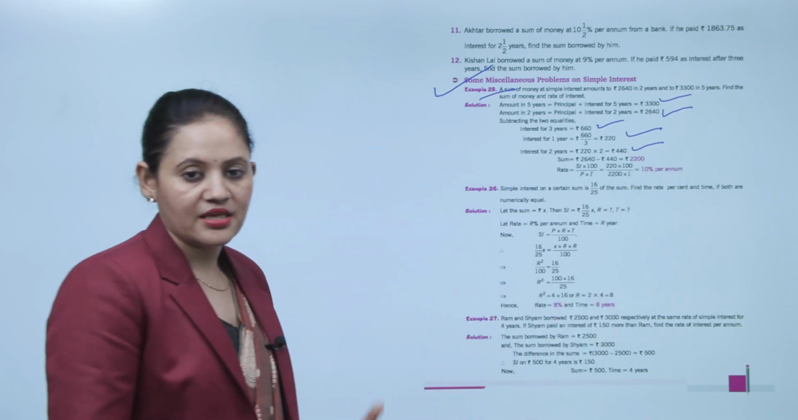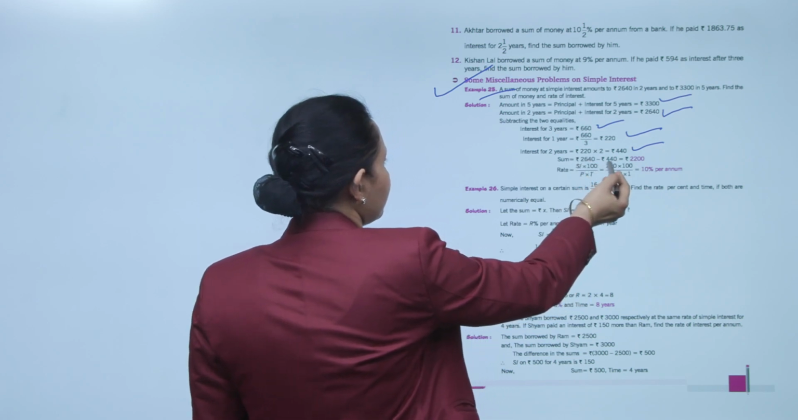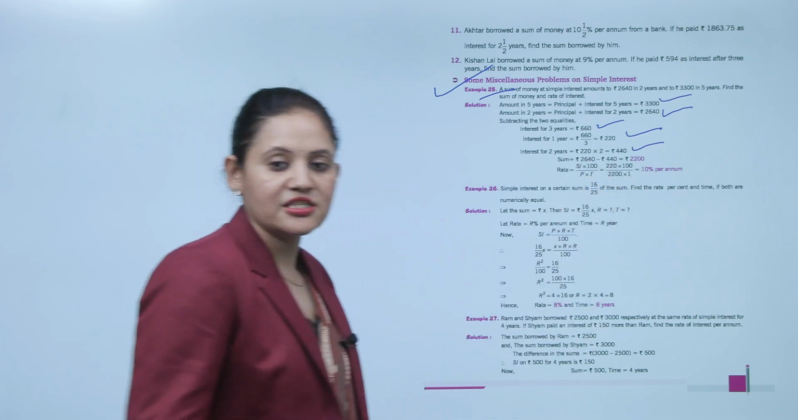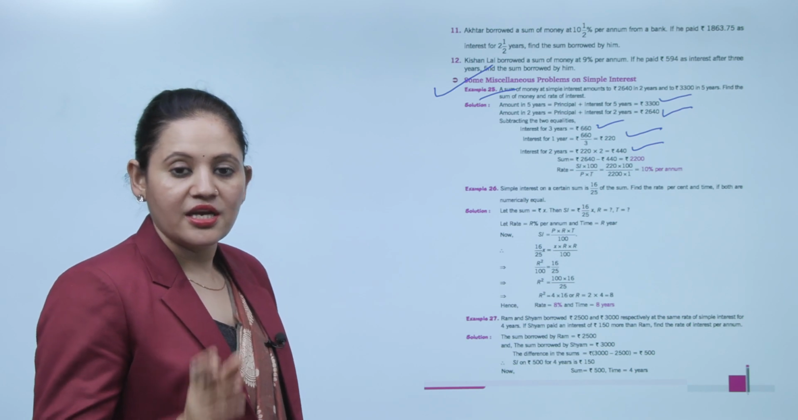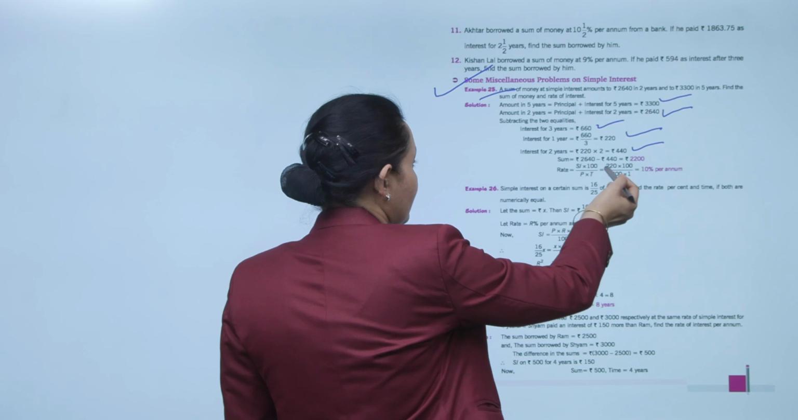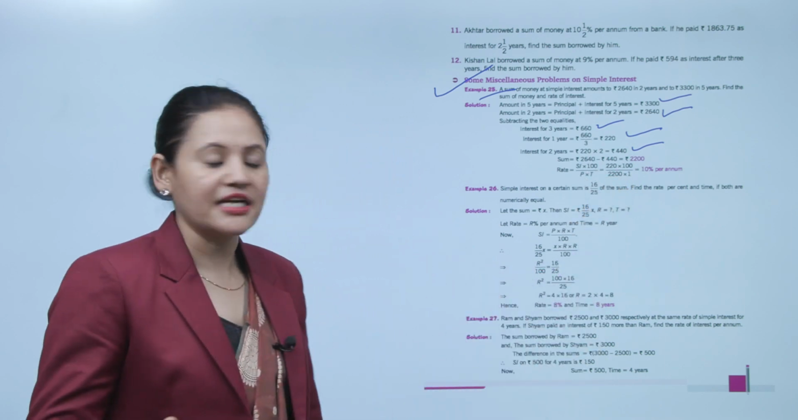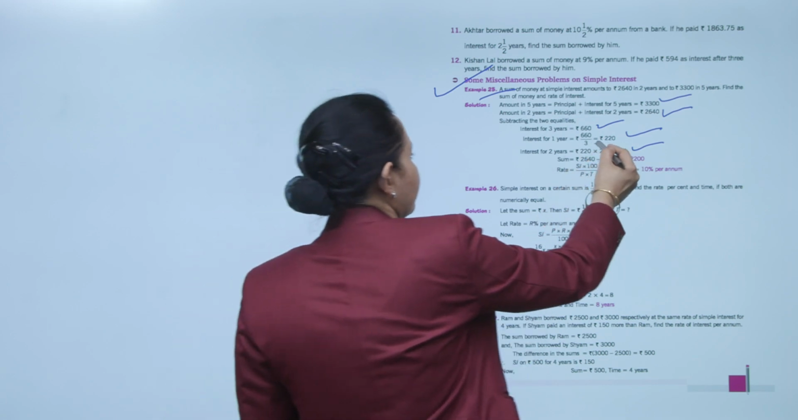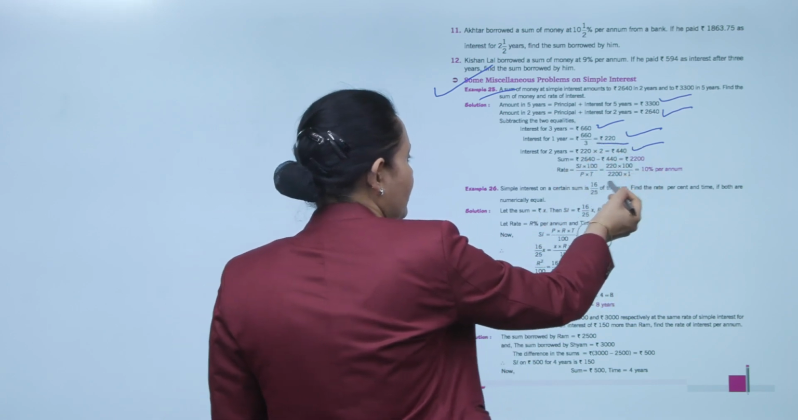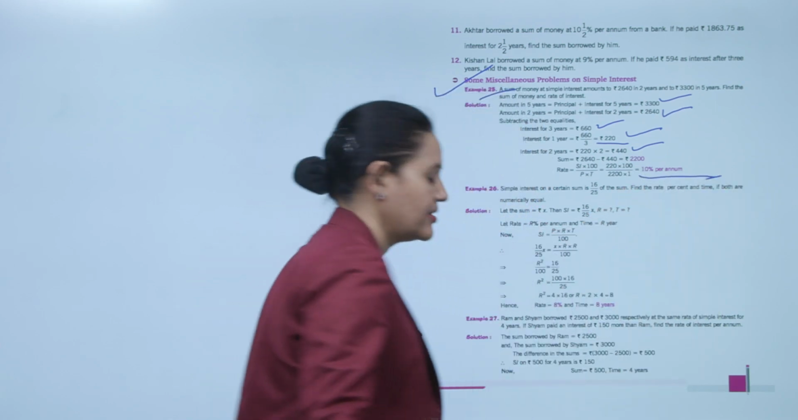Sum equals 2,640 minus 440, that is 2,200 rupees. Now rate equals simple interest into 100 upon P into T. So simple interest, that is rupees 220 for 1 year, into 100 upon 2,200 into 1, that is 10% per annum. Clear?